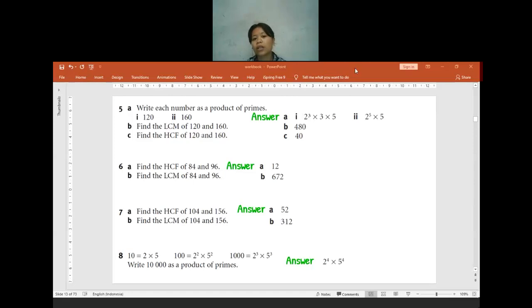Is there anyone who is confused at number 6? Is there anyone who is confused about finding the HCF and LCM? Okay, no one is asking me anything, so I think none of you are confused.